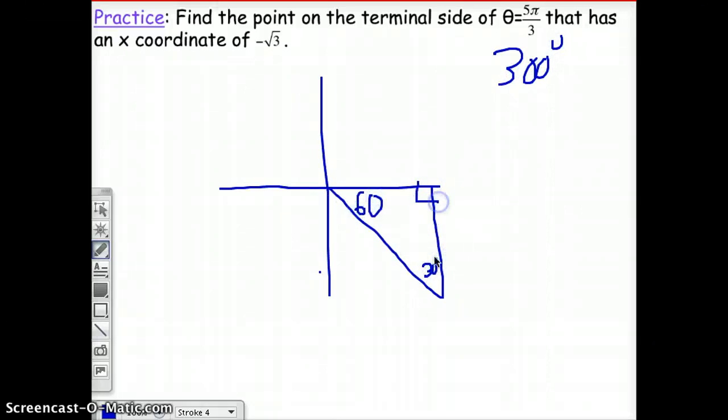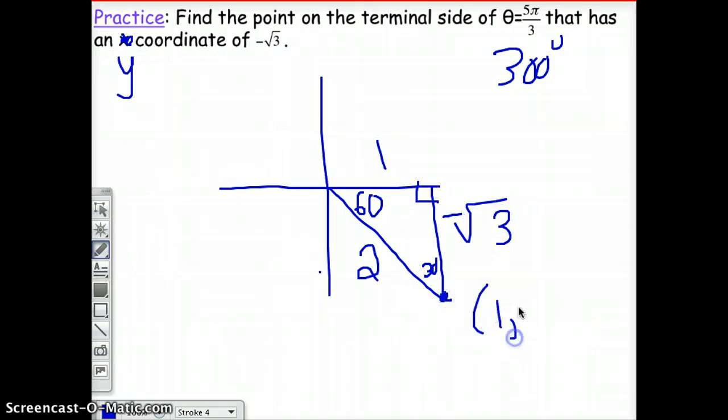So fill in your ratios. 1, root 3, but negative, 2. And they want the x-coordinate to be negative root 3. Or actually, that should be y. So they want the y-coordinate to be negative root 3. Well, it already is, so you don't have to do any multiples. You don't have to multiply by anything like in the last example. So your answer is over 1, down root 3.